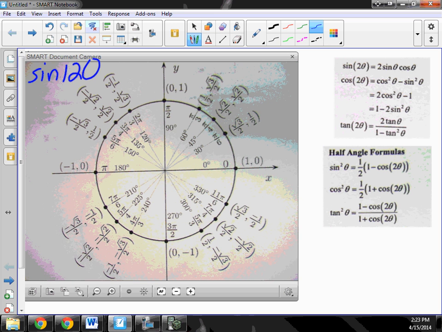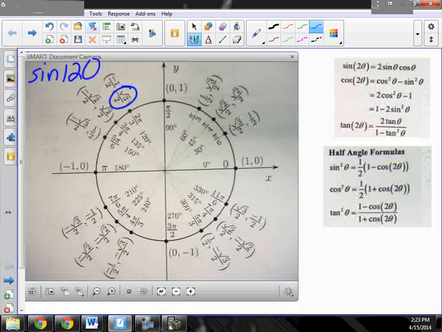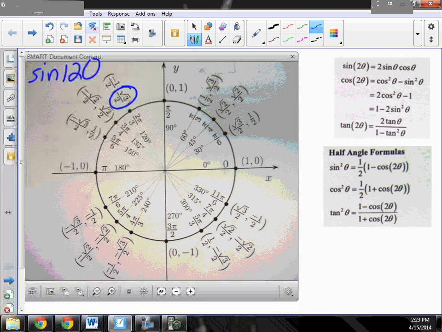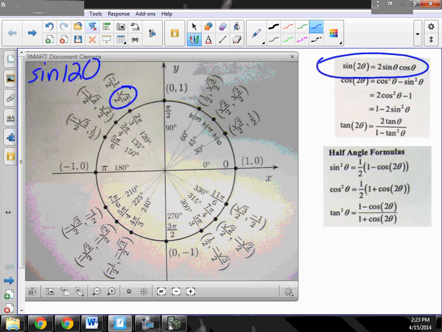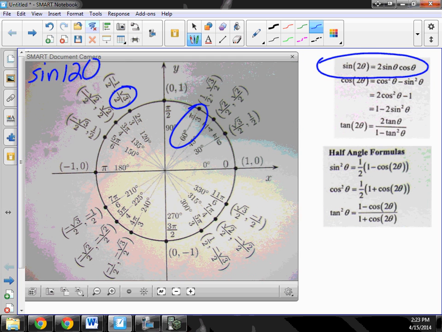Now, I know what the sine of 120 is. It's root 3 over 2. But let's find that using, what does it say, double angle identity. So we're going to use the double angle identity. Is 120 double some known angle in the unit circle? Yes, the 60. So this is the number we're going to use to calculate the sine of 120.